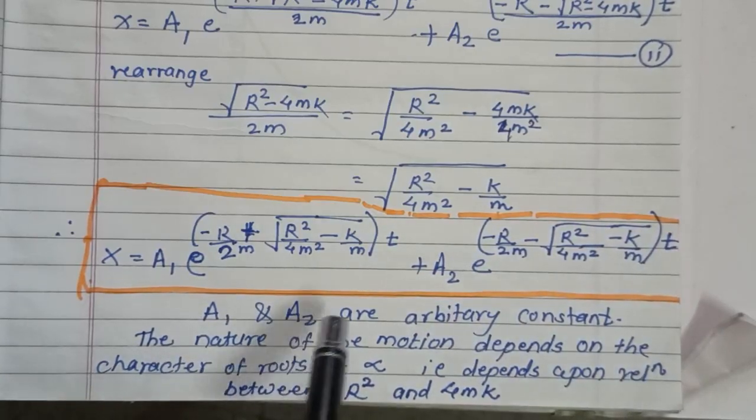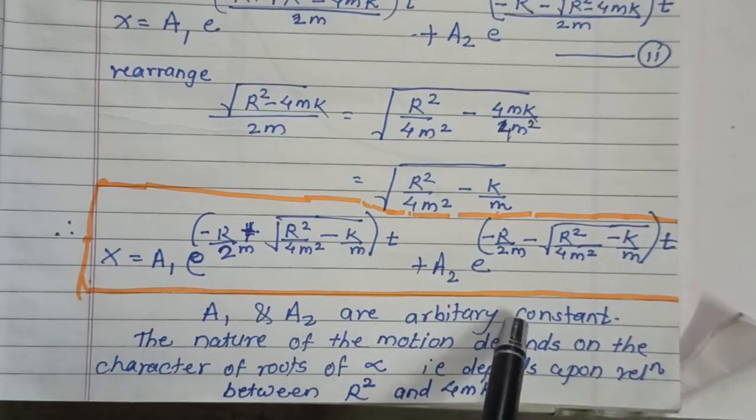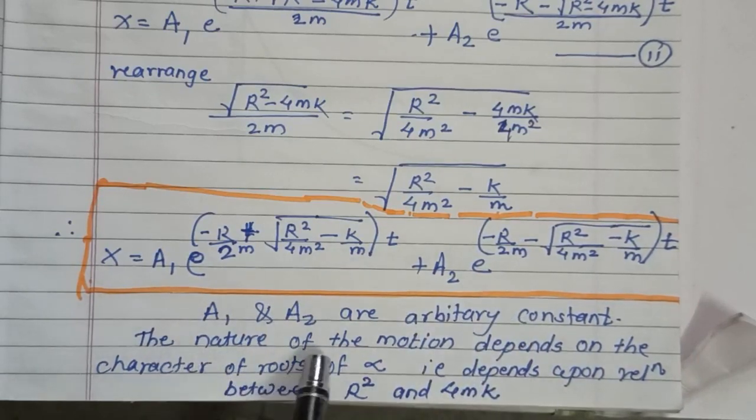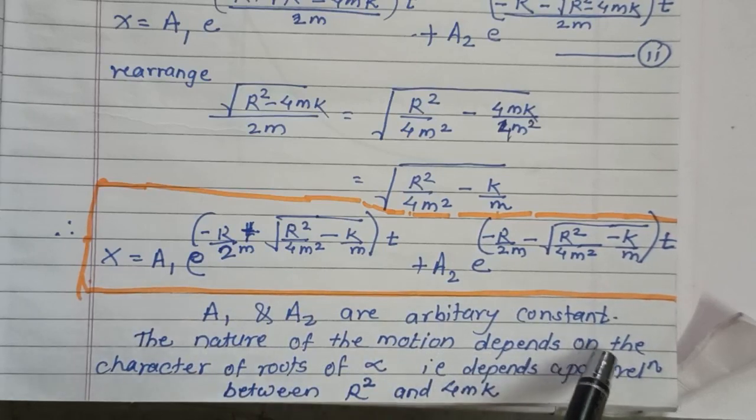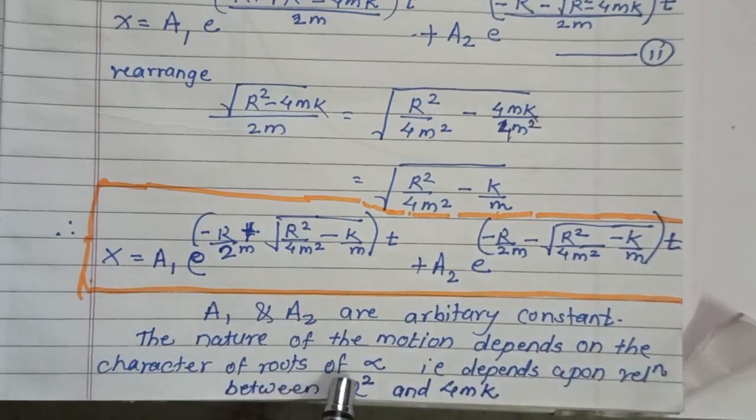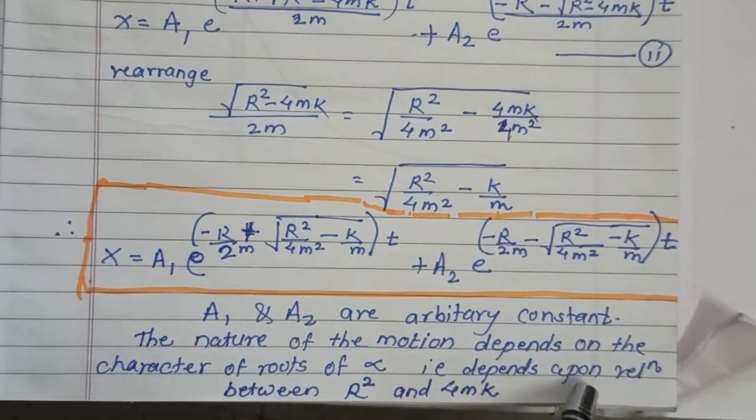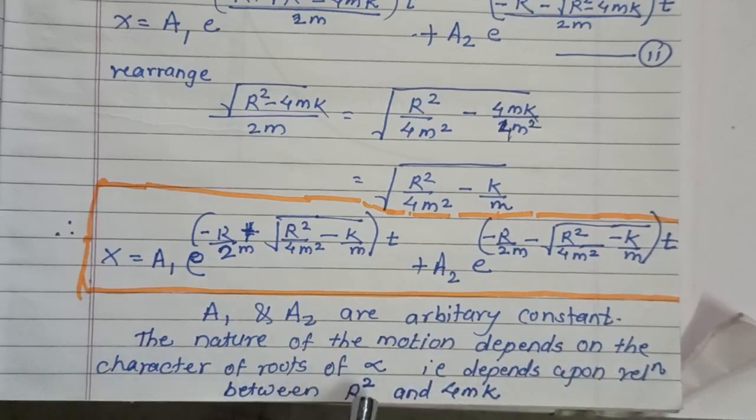a1 and a2 are arbitrary constants in the solution. The nature of motion depends on the character of the roots of alpha, that is, it depends upon the relation between R square and 4mk.